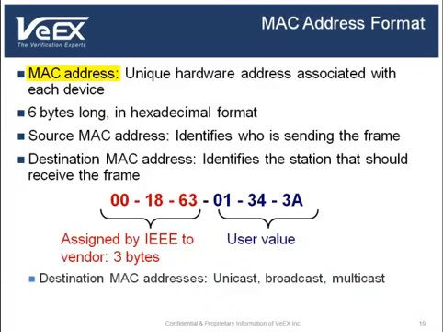The MAC address is the unique hardware address associated with each device. It is 6 bytes long and represented in hexadecimal format. There are two MAC addresses on the Ethernet frame. The source MAC address identifies the sender and the destination MAC address identifies the receiving station.